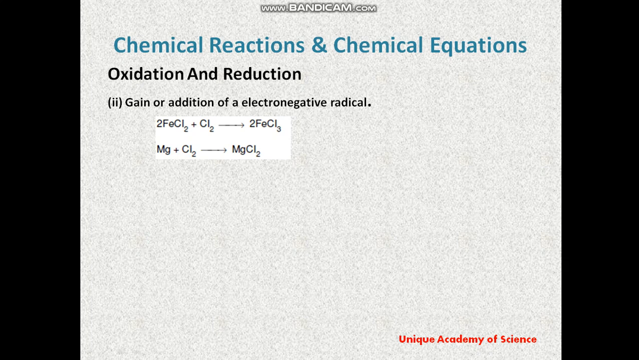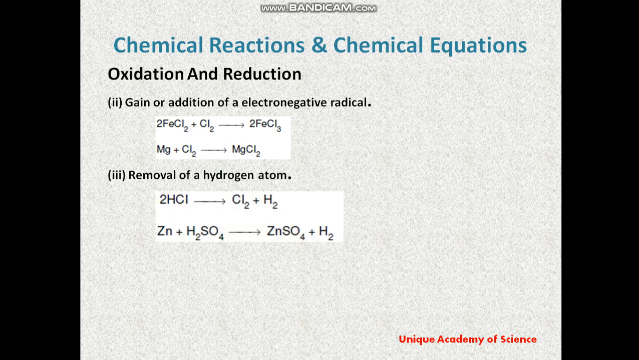Another example: Mg, magnesium, reacts with chlorine gas, so it gives MgCl2. Here Mg is positive and it takes the negative charge, since Cl is negative, so the negative charge is attached. MgCl2, magnesium chloride, is formed, so we can say that this is known as oxidation.